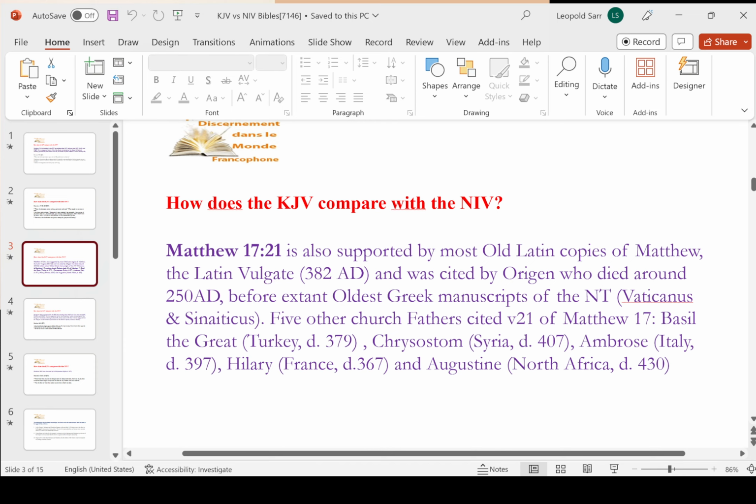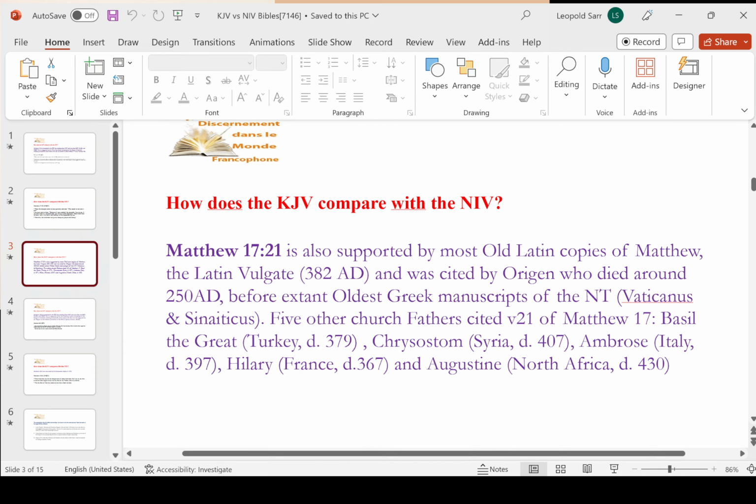Again, we also have 5 church fathers who all cited verse 21. And notice that all these church fathers are coming from different parts of the Roman Empire. Not just from Alexandria or from other parts, but from different parts, which is adding to the testimony of the reliability of verse 21 as part of the Gospel of Matthew.